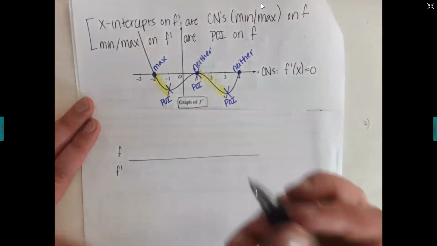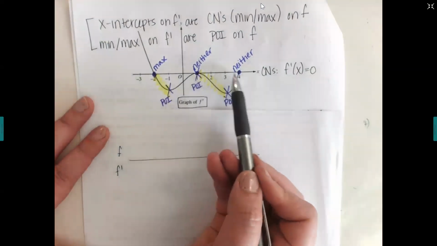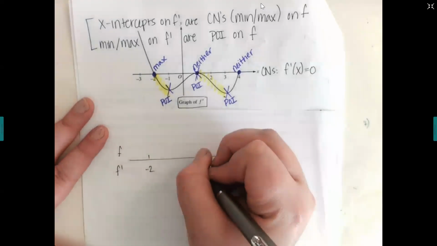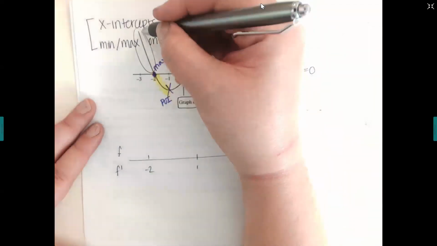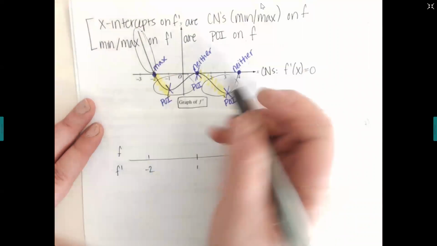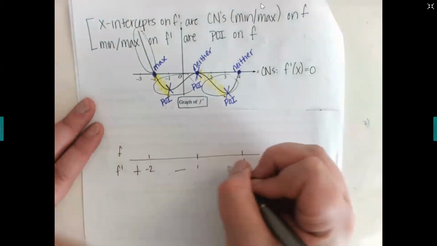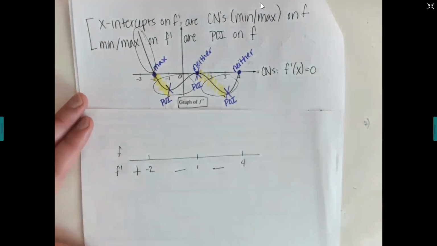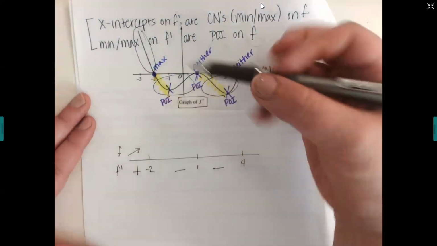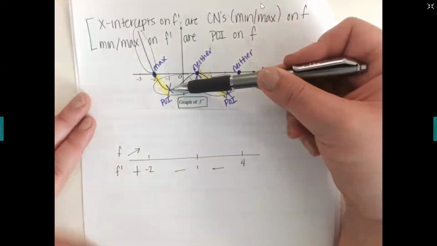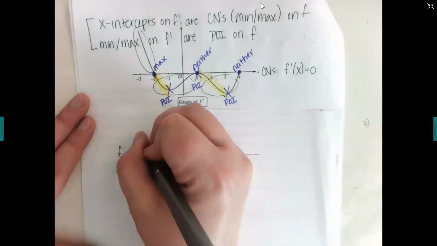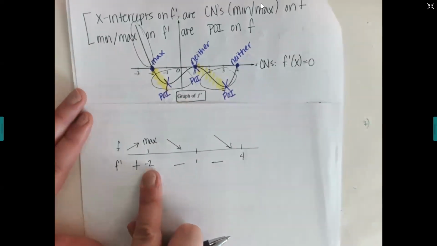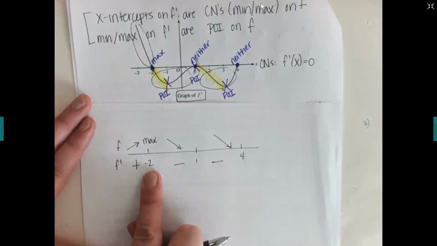What were my critical numbers? Negative 2, 1, and 4, right? So negative 2, 1, and 4. And then remember that I was positive, negative, negative. That tells me what f is doing. F was increasing because it was above positive values. Then it decreased and then decreased. Does that make sense why negative 2 is a max? Yes or no? Yes? Okay.